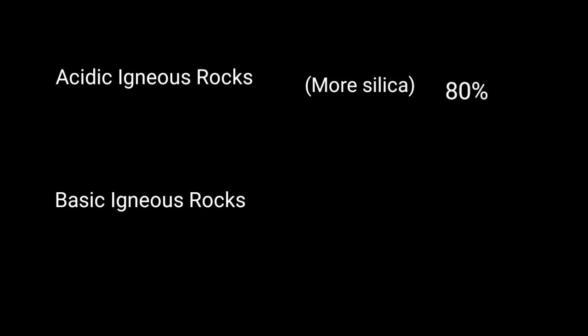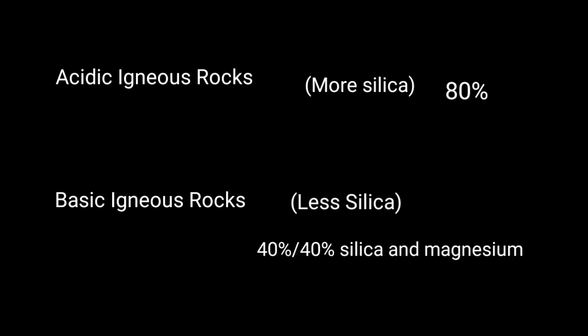So acidic igneous rock contains 80% silica and 20% magnesium, sodium and potassium, whereas basic igneous rock contains less silica, 40% silica and 40% magnesium, and the rest 20% iron and others. Hope you have understood the different types of igneous rock. The rest of the topic we'll be discussing in the next class.